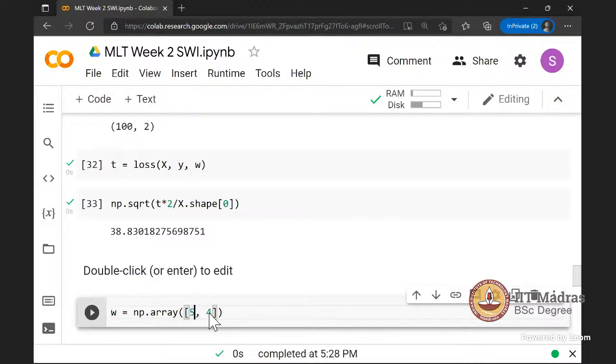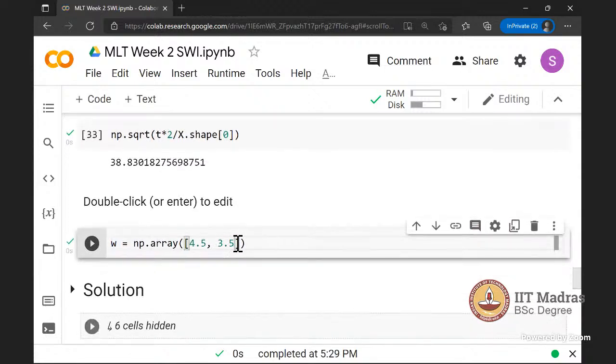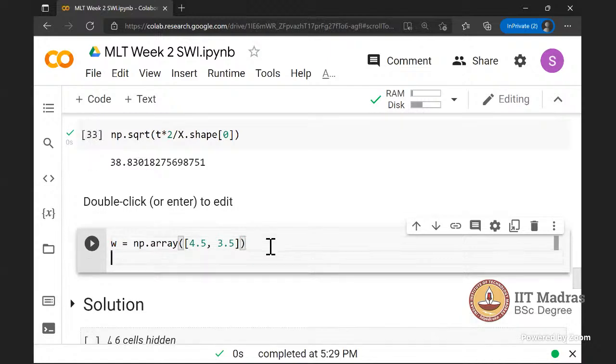Instead of 5,4, let's go a bit closer to that. Let's say 4.5 and 3.5. That is our weight vector. And then we compute the loss.